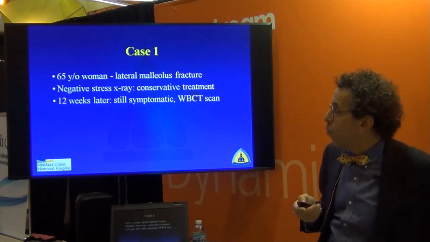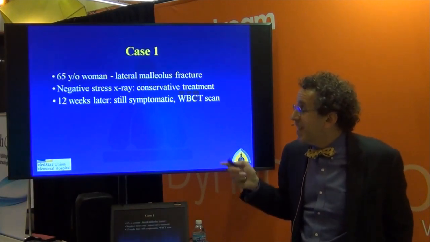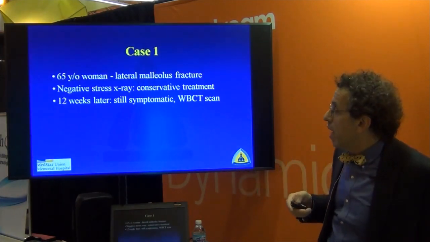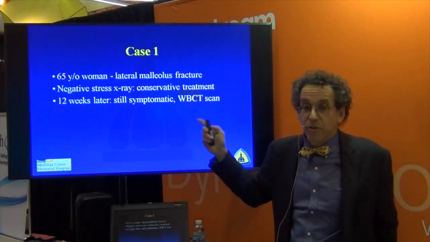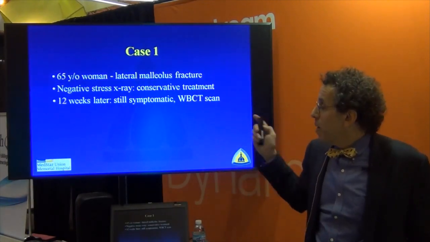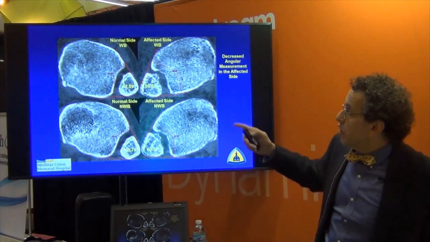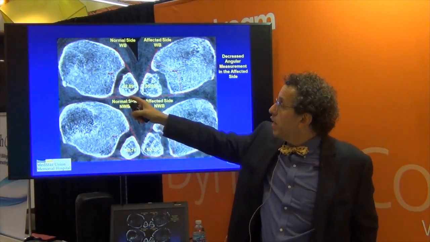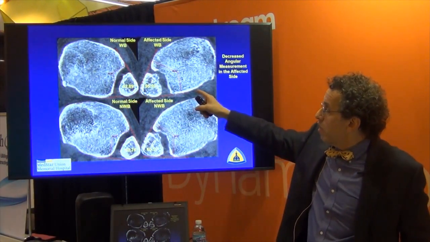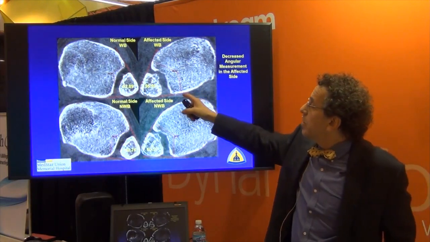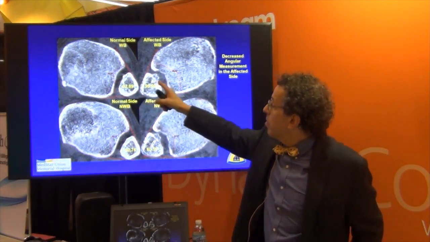This is a 65-year-old woman, lateral meniscus fracture. She had a negative stress x-ray. She was treated conservatively. 12 weeks later, she's still symptomatic. A weight-bearing CAT scan was ordered, and you can see here's the normal side weight-bearing, and here's the affected side weight-bearing, okay? Now here's that angle that I talked about before.